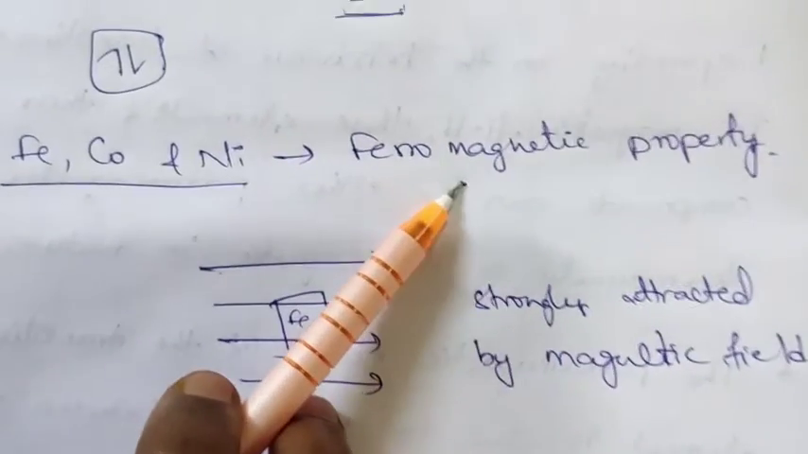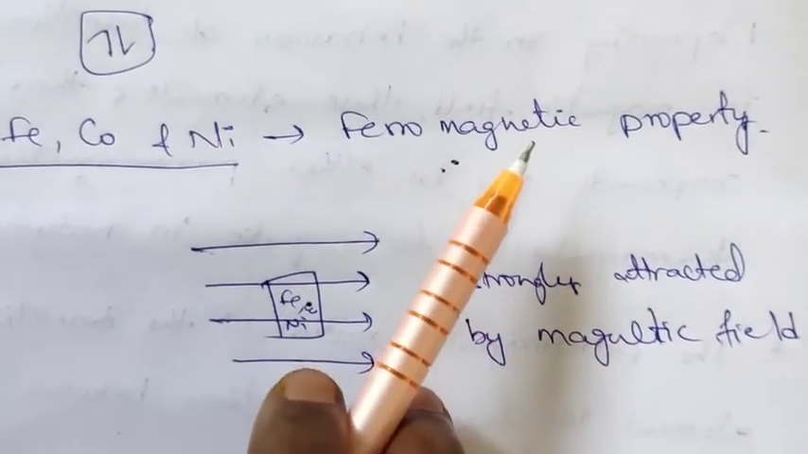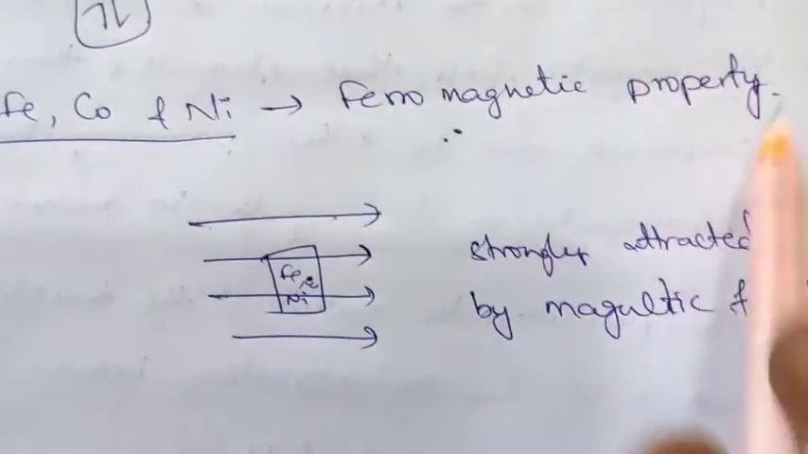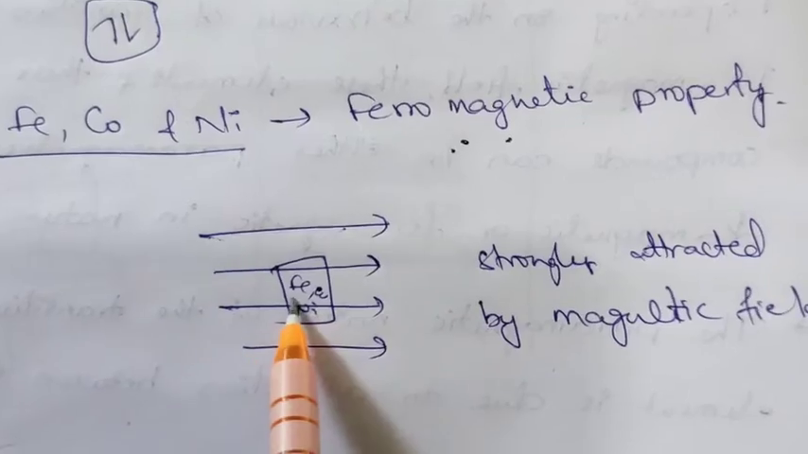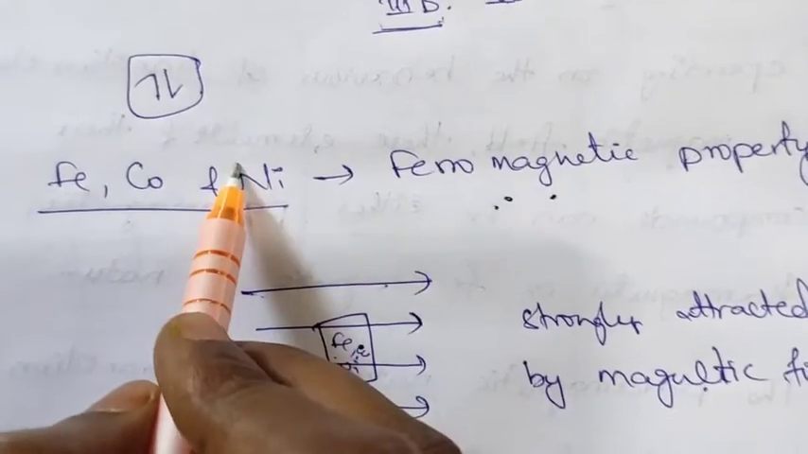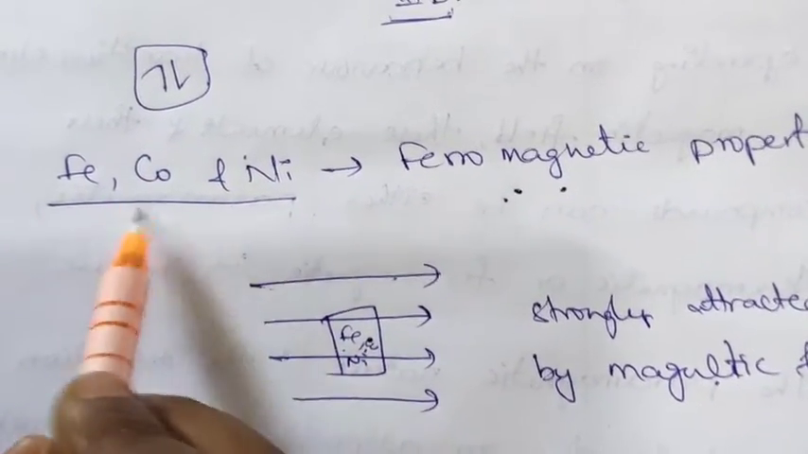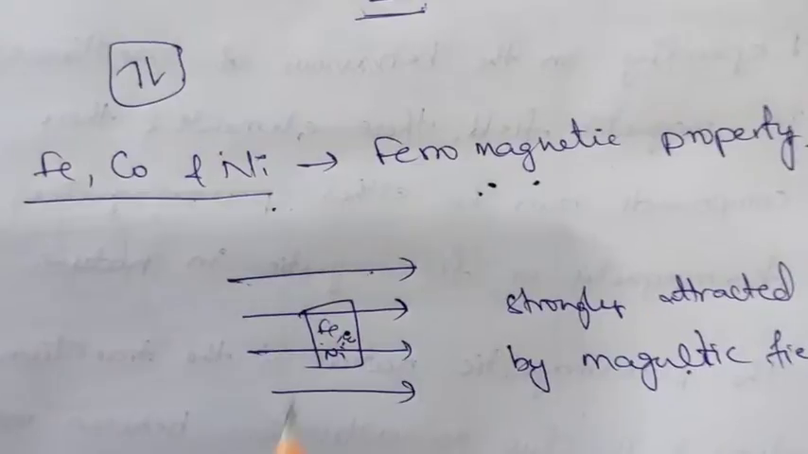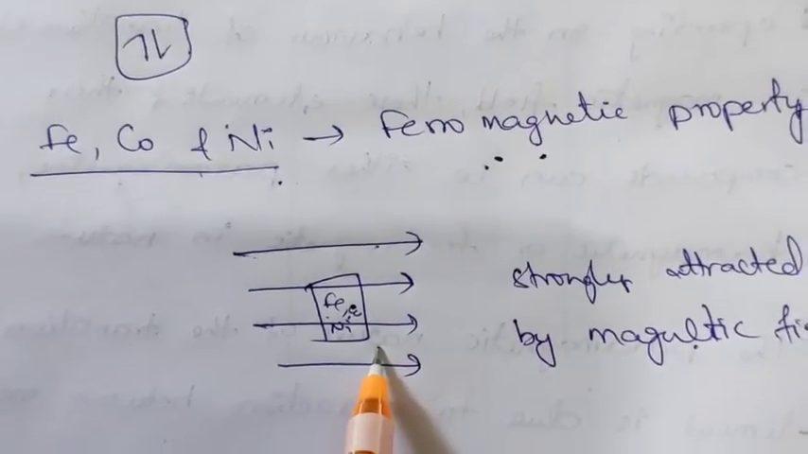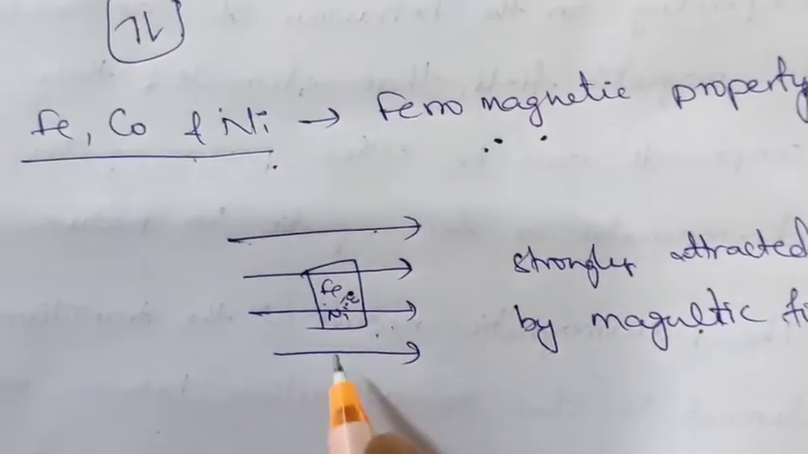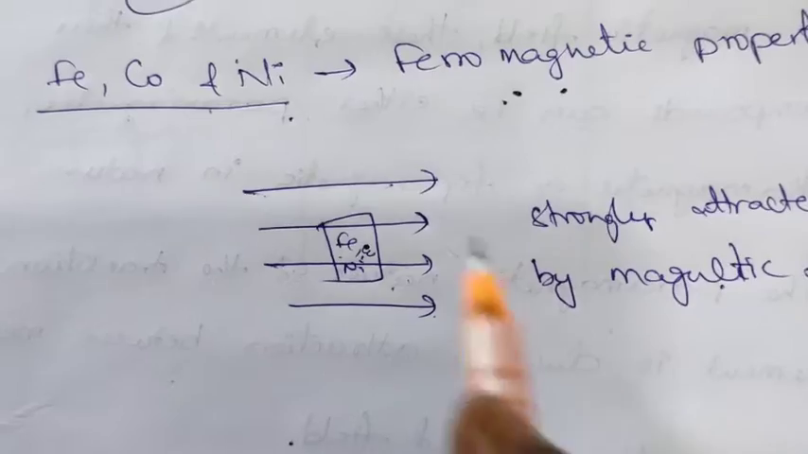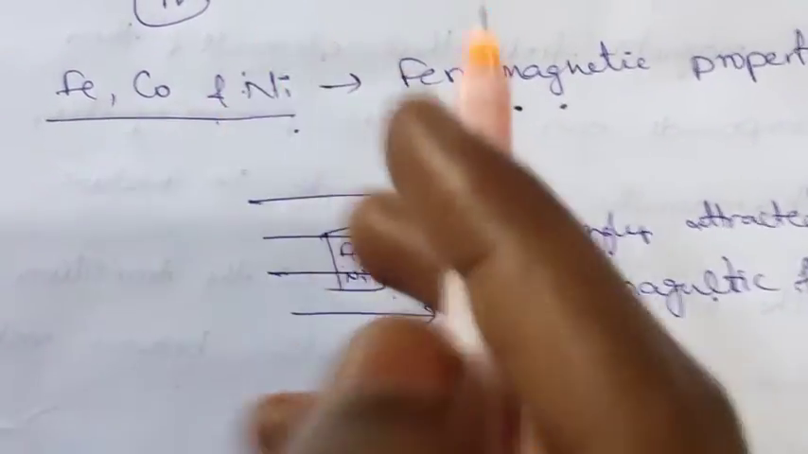This is similar to paramagnetism. In the paramagnetic property, these substances are weakly attracted by the magnetic field, but in the ferromagnetic property the metal is strongly attracted by the magnetic field. Why? Because of the presence of a sufficient number of unpaired electrons in iron, cobalt, nickel. These three elements are strongly attracted by the magnetic field, that is more paramagnetic, and they retain their magnetism even on removal of the magnetic field. If we remove this magnetic field, they will still show ferromagnetic nature.